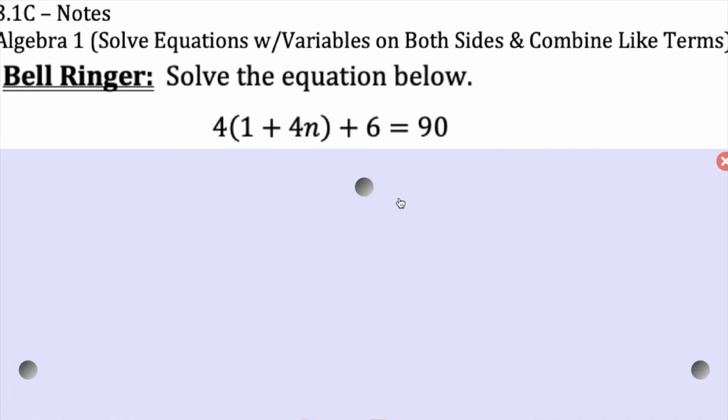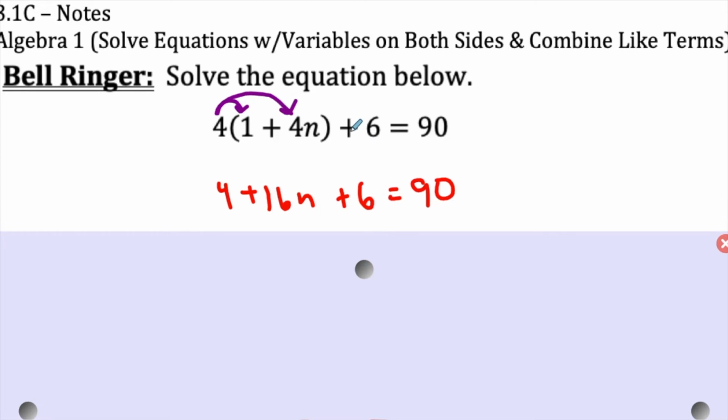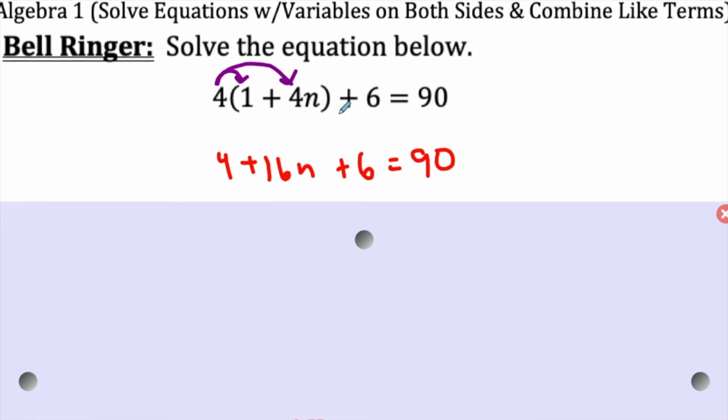Now, first thing, we notice we have parentheses, so that means that we need to use our distributive property. So we're going to take 4 times 1 to get 4, and 4 times 4n to get 16n. So that will be our first step. And then we're going to bring down the rest of the problem. Plus 6 equals 90. Again, remember, we stop the distributing when we hit the end of that parenthesis.